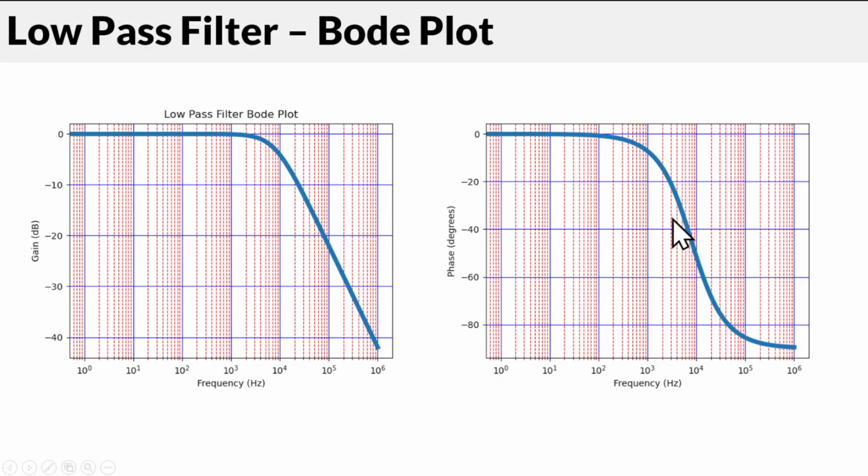Now the corresponding phase at that point is pi by 4, or 45 degrees. And again, we just plot the phase here. This is in degrees. You could plot in radians as well, it won't make any difference. In this case, this is a linear scale. In the horizontal, we have a log scale.